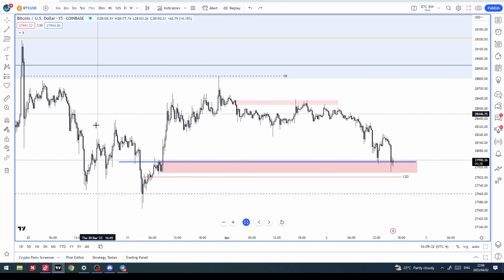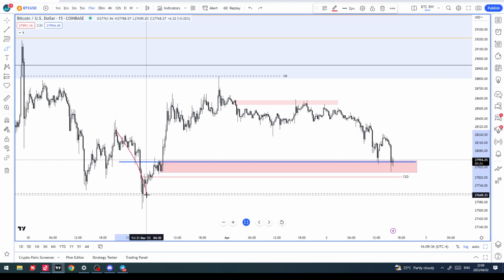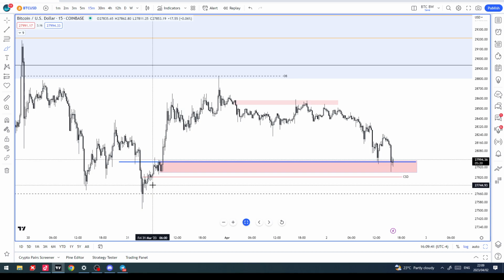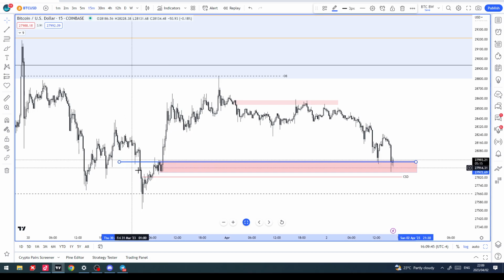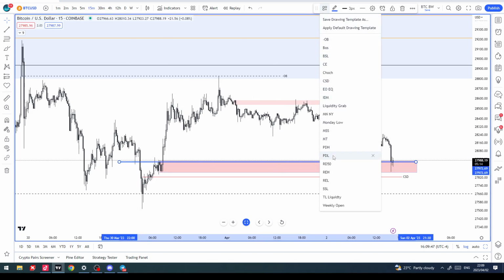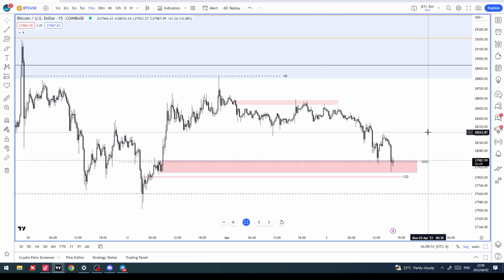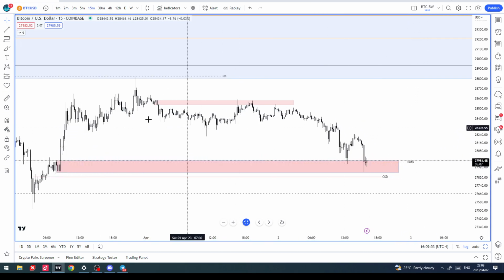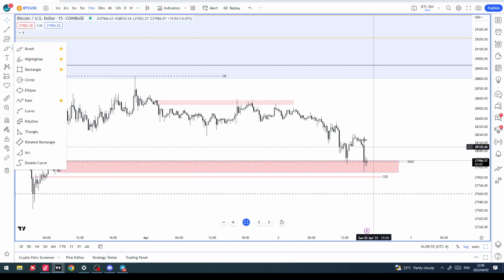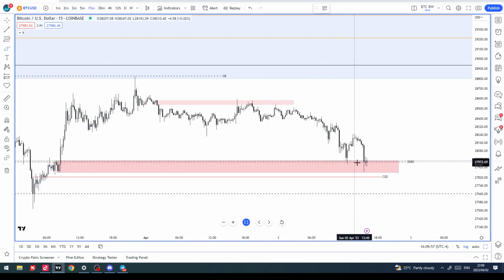Because all it is, it's a range, right? And every single time you talk about a range, you have to talk about the equilibrium, 50% of that range. So you can see here, my guys know I call it RD50. Now all I would do is look for a change in the state of delivery around this area, which means start closing candles above the FVG.